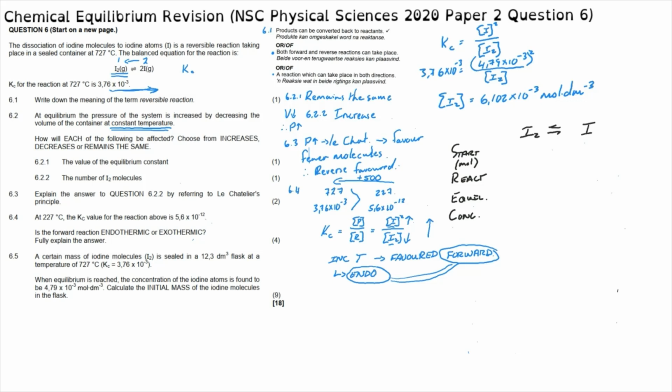And we can now fill in the values that we have, where we now have the equilibrium concentration for each of these, where our equilibrium concentration of iodine molecules is 6.102 times 10 to the power of negative 3, and our equilibrium concentration of iodine atoms is the given value of 4.79 times 10 to the minus 3.